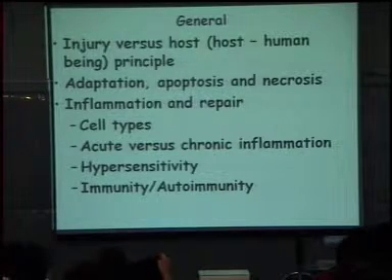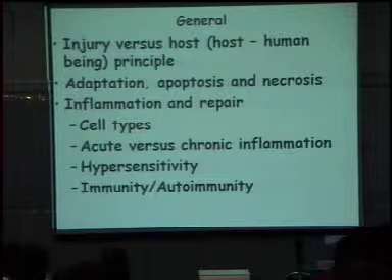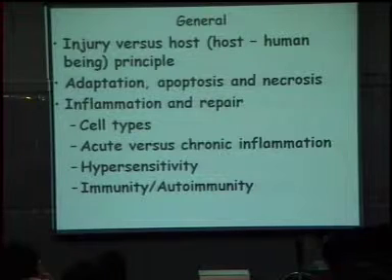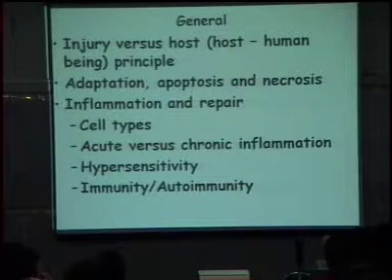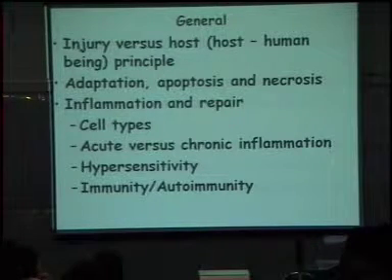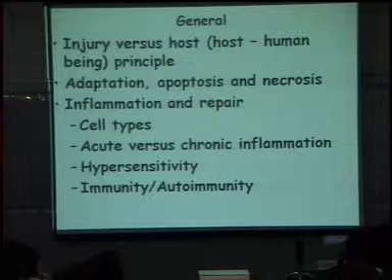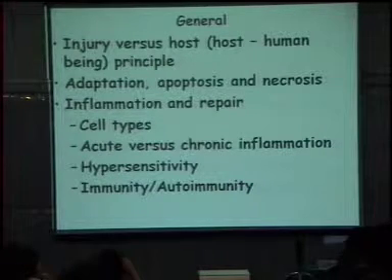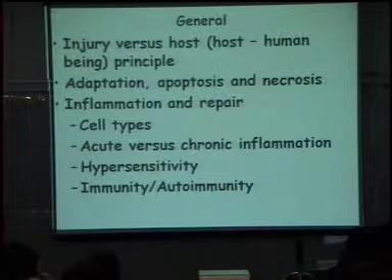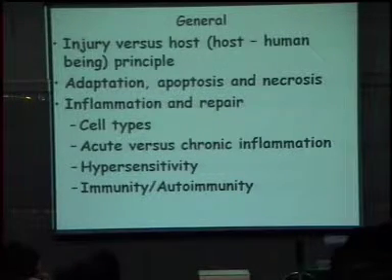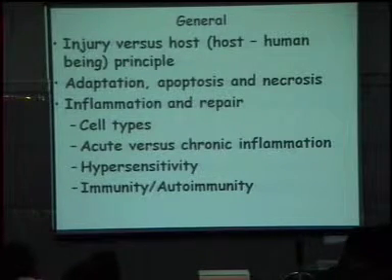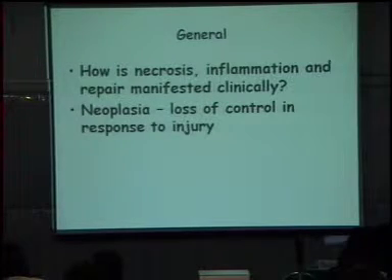How can you respond to injury? You can adapt to it. You can make more cells or regenerate cells that are injured. But inevitably, okay, you're going to end up with some death, either one cell at a time, apoptosis, or lots of cells, necrosis, because you just can't adapt anymore. How are you going to respond to those mechanisms? Inflammation and repair. We'll talk about some of the cell types. We'll talk about the difference between acute and chronic inflammation, hypersensitivity, autoimmunity. That's all in the next 10 minutes, right? Okay.